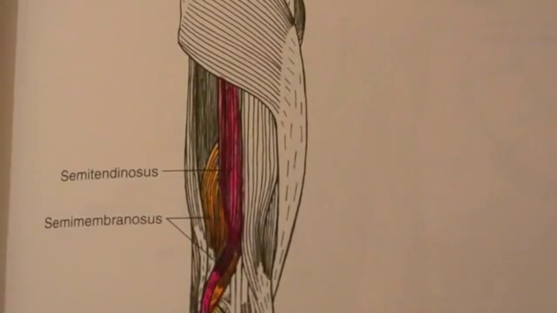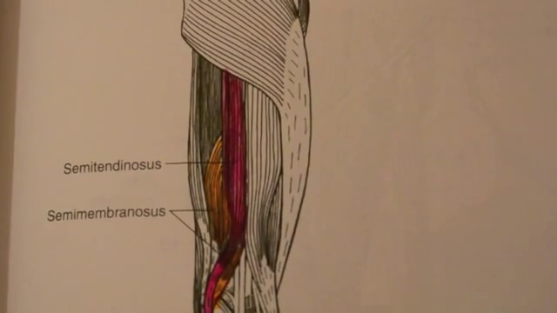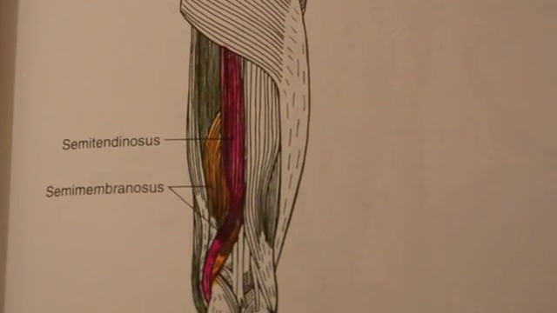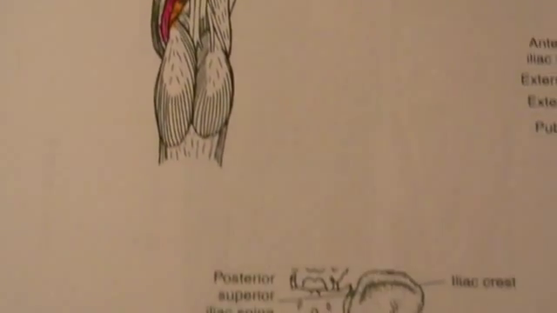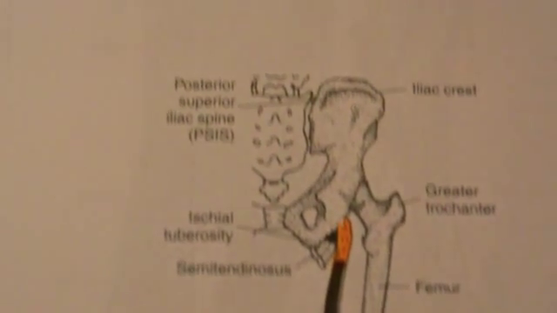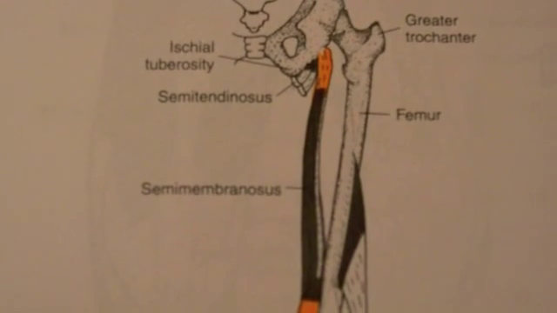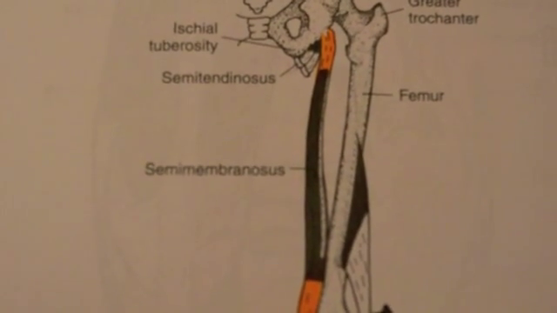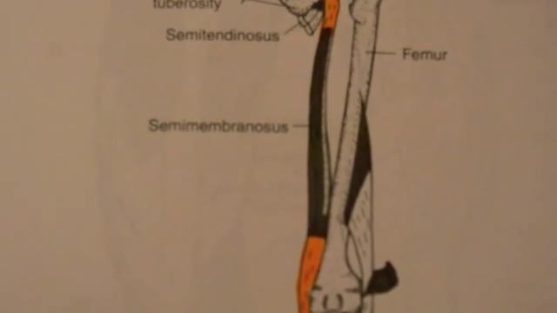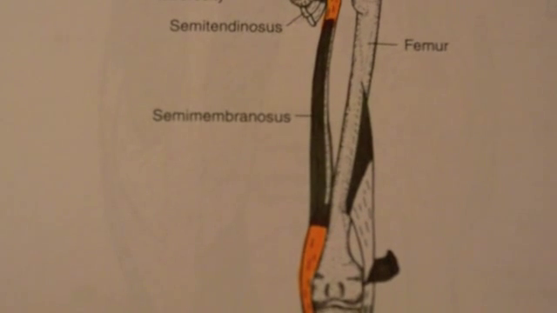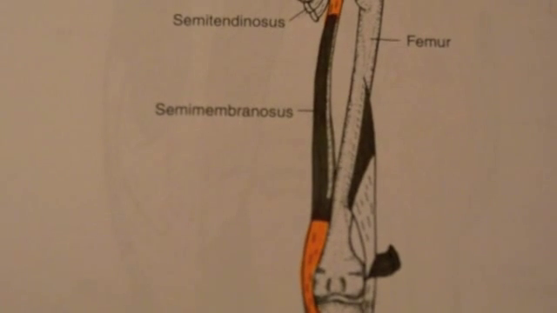Here you have a fairly good picture of the semimembranosus and semitendinosus, which lie together and both insert along the medial portion of the knee. And here is a cutaway view where you actually see where the insertion portion of all three of these muscles come down. Two of them, the semitendinosus and semimembranosus, cover the medial portion of the knee, and the biceps femoris covers the lateral portion of the knee. All three of them insert below the knee.